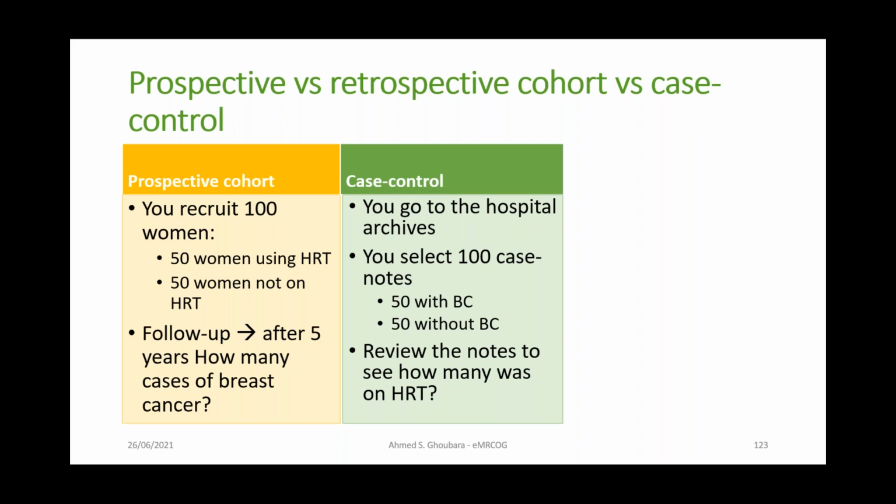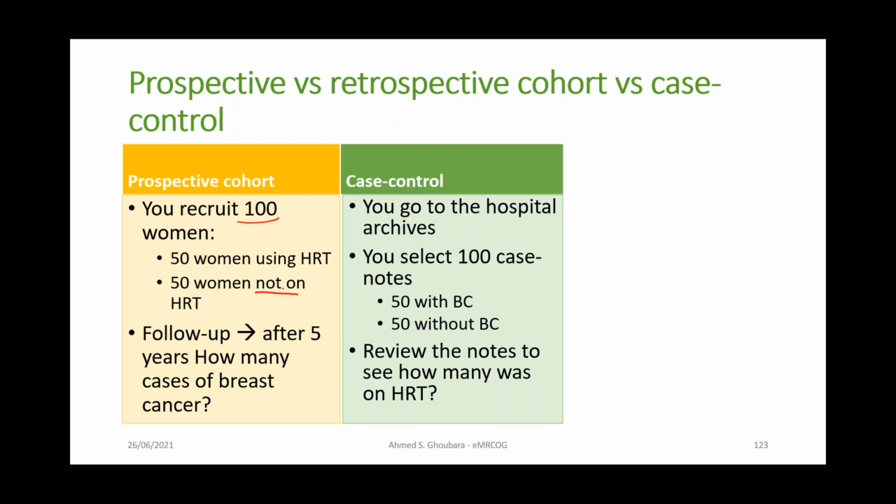So prospective cohort, simple. You recruit 100 women, easy with the examples: 50 using HRT, 50 not on HRT. You follow up the patients for 5 years. How many breast cancers in those groups? Okay, simple. We have nothing confusing here. You start with 50 with HRT, 50 without HRT, 5 years. How many got cancer? How many didn't get cancer?